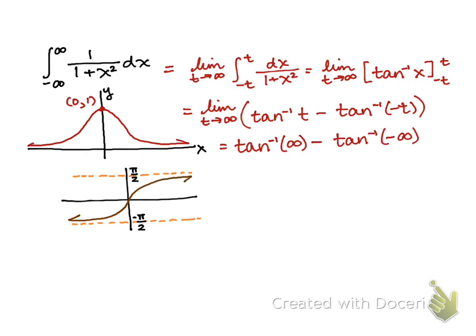Okay, so what is happening in our graph as x approaches infinity? Well, as x approaches infinity, y is approaching pi over 2. And as x approaches negative infinity, y is approaching negative pi over 2. And so we get that our integral converges to pi. The area bounded by 1 over 1 plus x squared and the x-axis is exactly pi units. All right, and that is improper integrals.